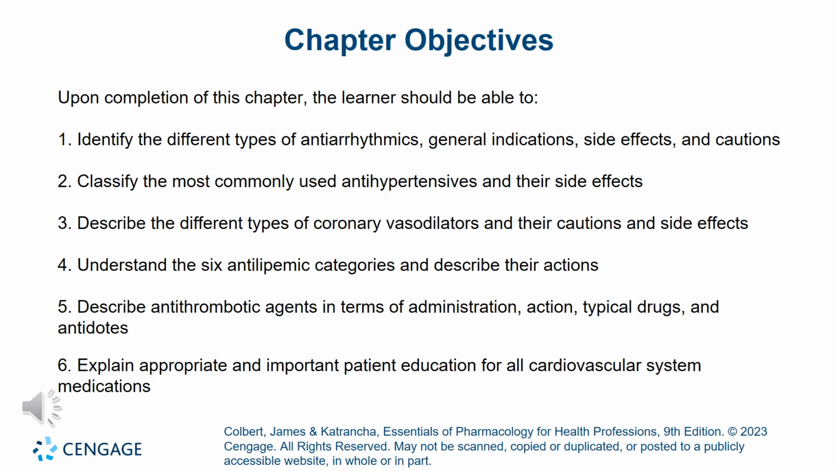Chapter Objectives. Upon completion of this chapter, the learner should be able to identify the different types of antiarrhythmics, general indications, side effects, and cautions. Classify the most commonly used antihypertensives and their side effects. Describe the different types of coronary vasodilators and their cautions and side effects. Understand the 6 antilipemic categories and describe their actions. Describe antithrombotic agents in terms of administration, action, typical drugs, and antidotes. And explain appropriate and important patient education for all cardiovascular system medications.